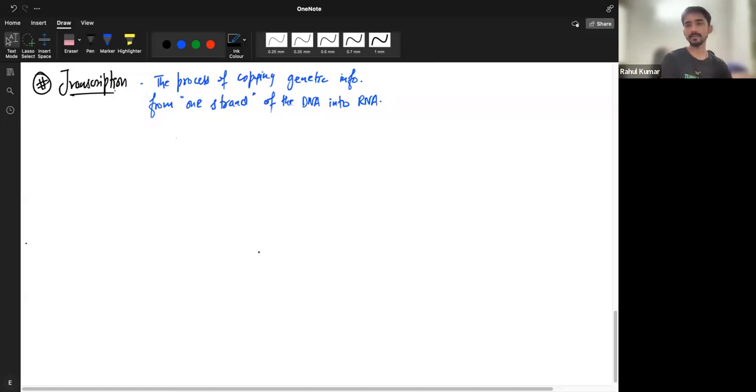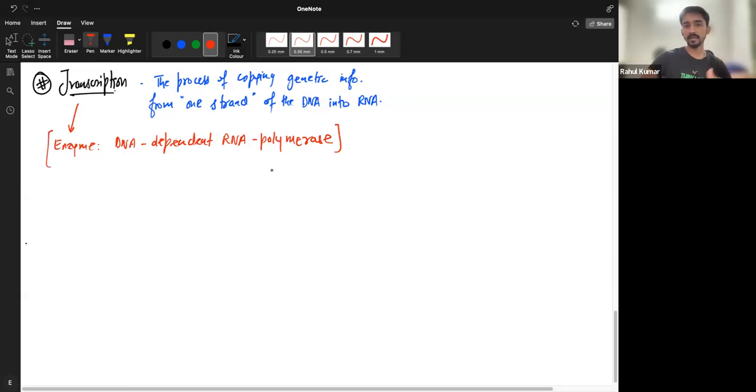Okay. Now, in today's class, we will be talking about the second step of genetic information flow. So after replication, the next thing is that from DNA, cells also make RNA, right? That is called transcription. Now, in this case, the enzyme which is responsible is called DNA-dependent RNA polymerase. And I hope it is clear why, right? Because the enzyme is dependent on DNA to make an RNA, right?